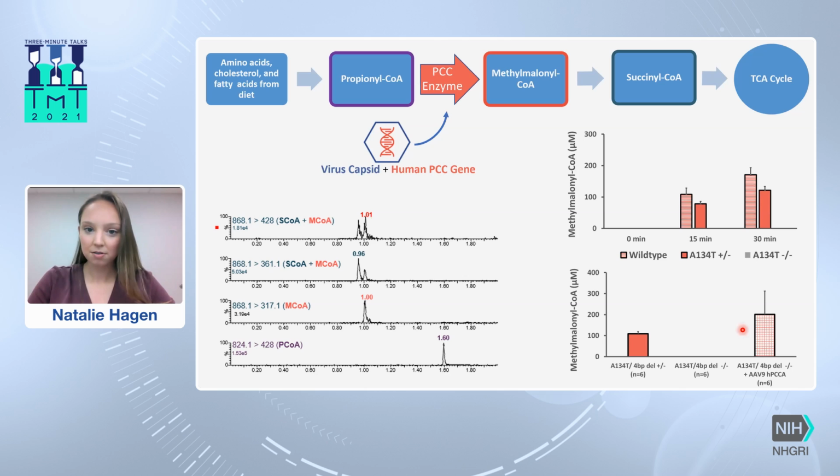And then a mouse which had 2 defective copies of the gene, but was treated with the AAV gene therapy. Here you can see the formation of Methylmalonyl-CoA is substantial. So we were able to see the effects of AAV gene therapy and how it improved PCC function. This method was robust, free from interference, and useful for both in vitro and in vivo samples.